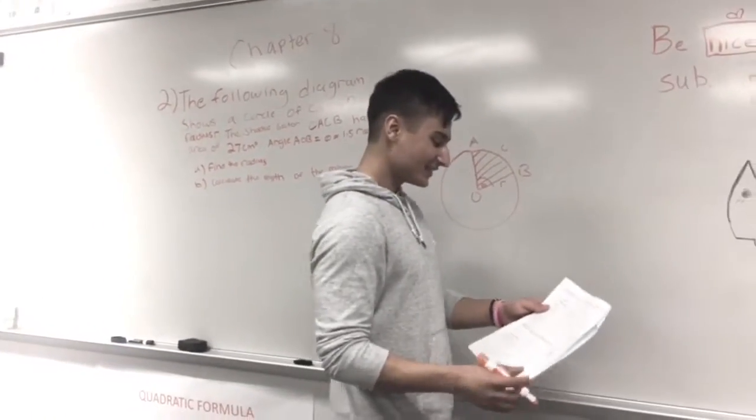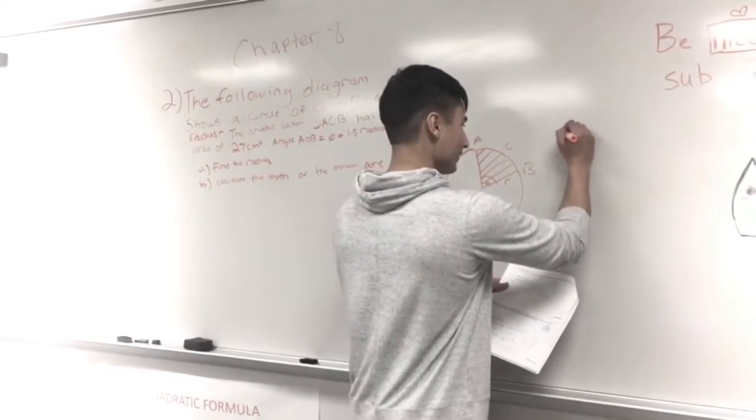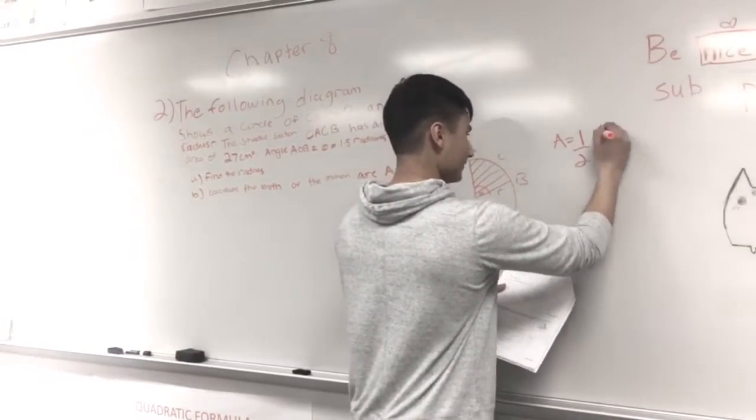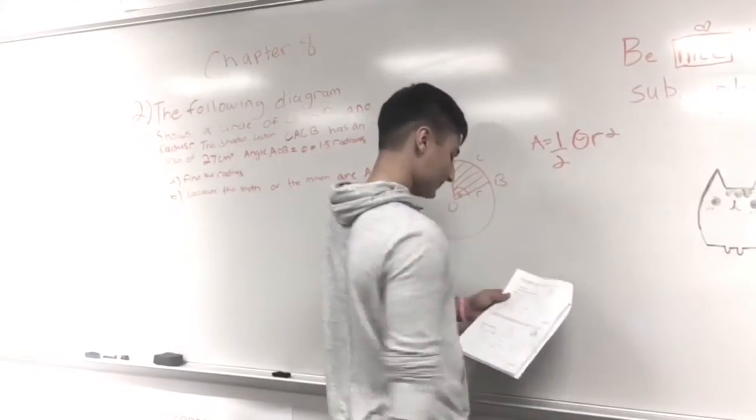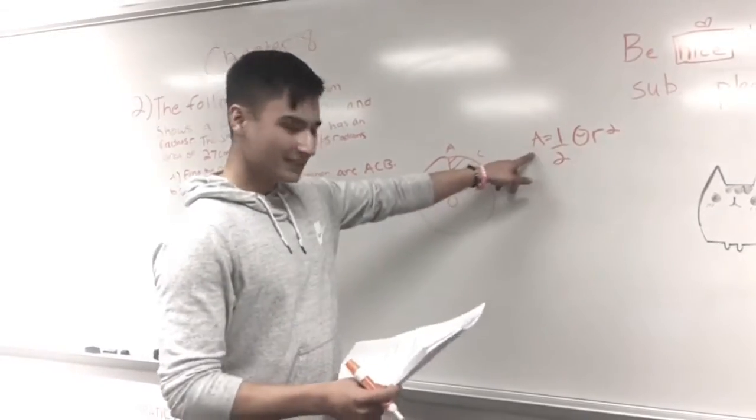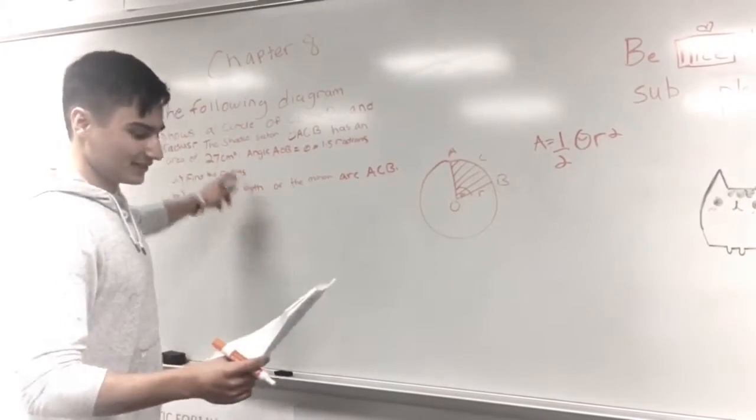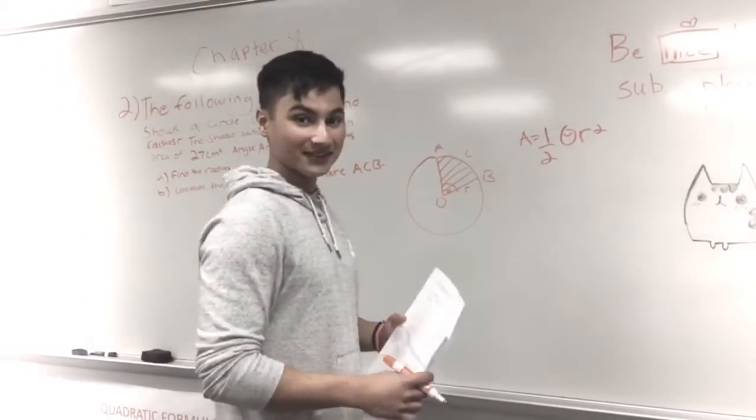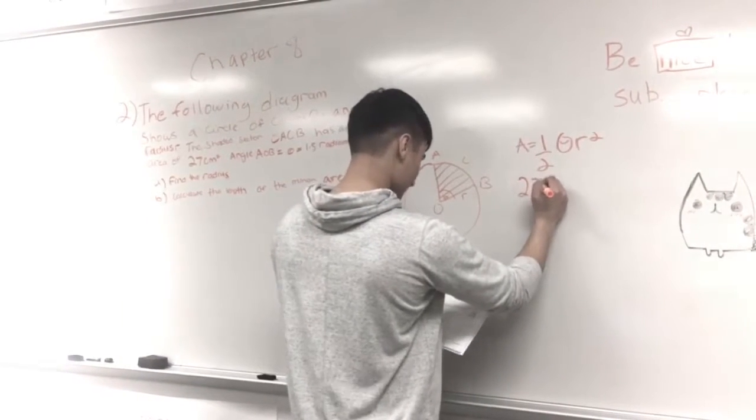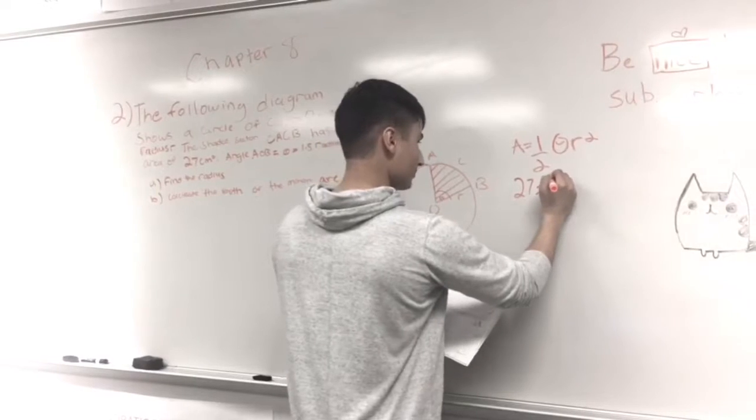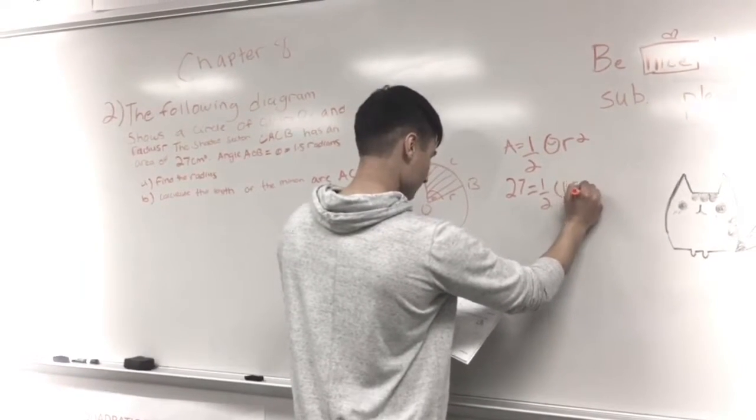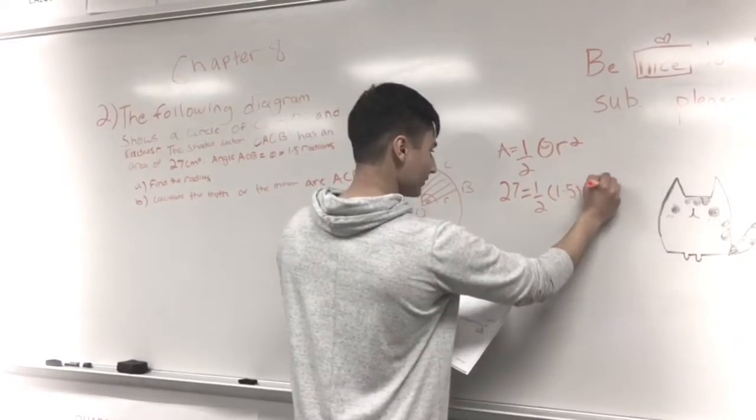To find the radius, we're going to use the equation area equals 1/2 theta r squared. We're using this formula because we already know the area, which is 27 centimeters squared, and theta, which is 1.5 radians. So the area, 27 centimeters squared, equals 1/2 theta, which is 1.5 radians, and we're looking for r squared, or r.